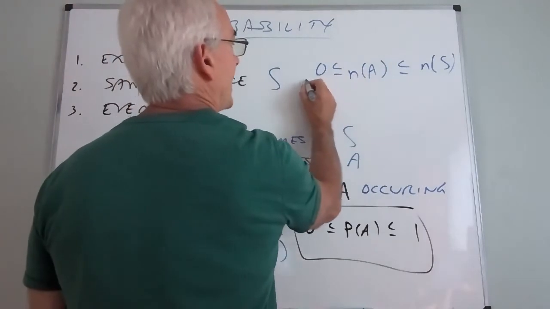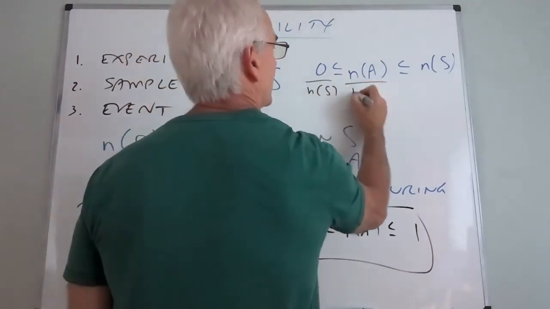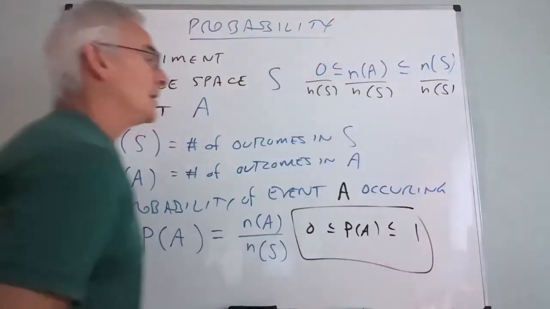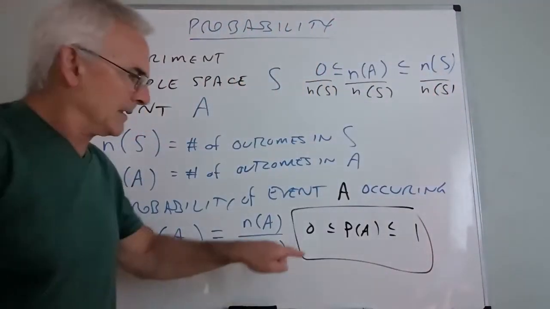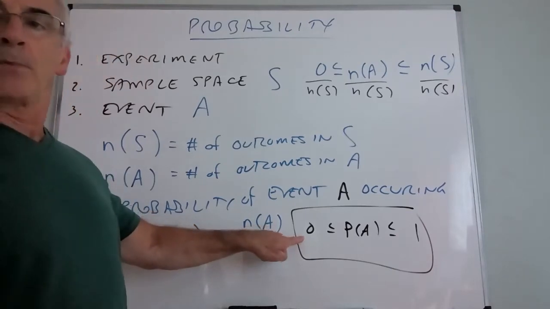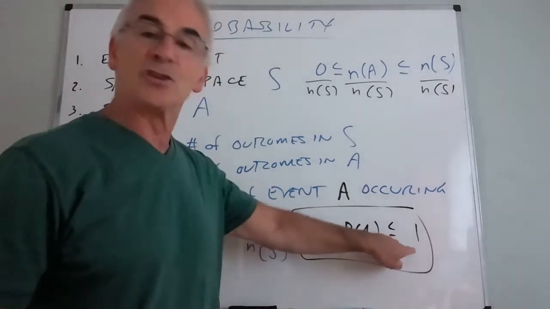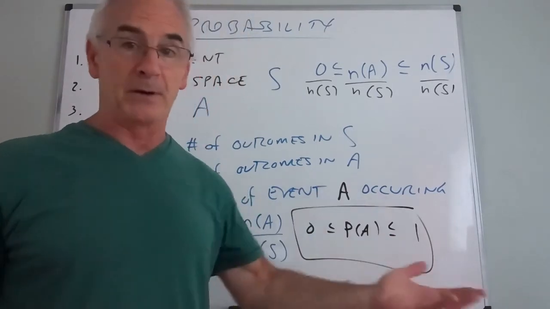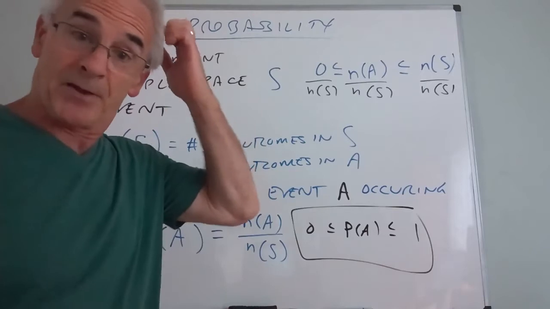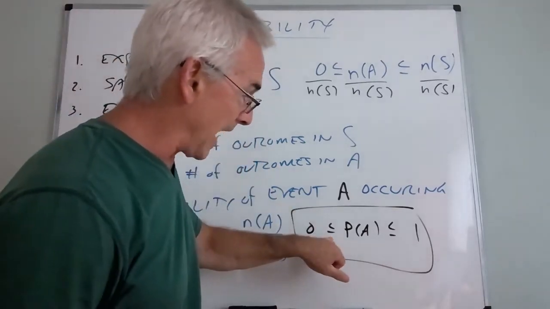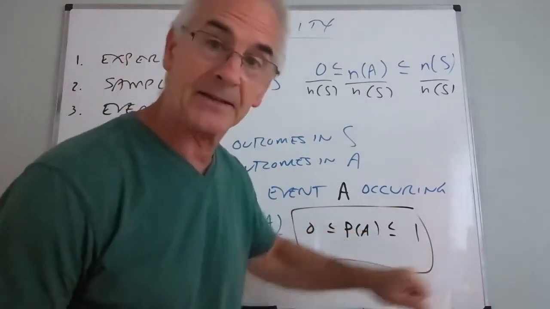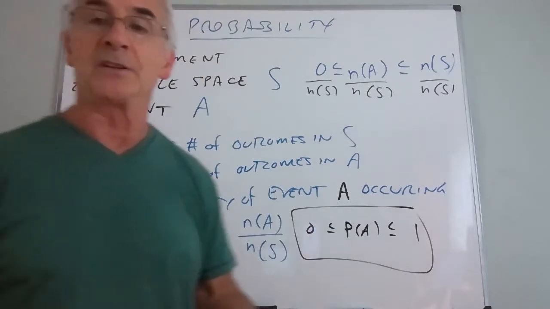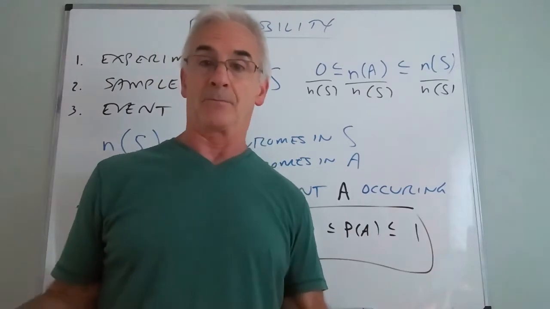If I divide everything here by n of S, that's the probability. So in words, we say, if something is impossible, the probability is zero. If something is certain to occur, the probability is one. Therefore, probability is usually between zero and one. And by the way, these are not strict inequalities. I can have a probability of zero. I can have a probability of one. It's going to be very rare that you get either one, but we're going to see situations where that happens.